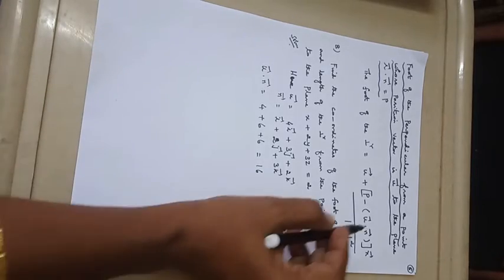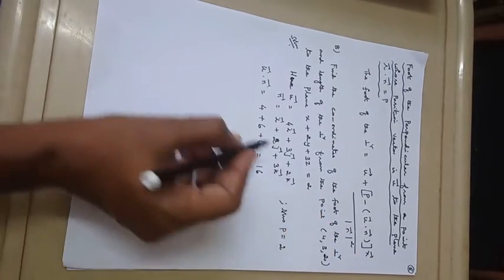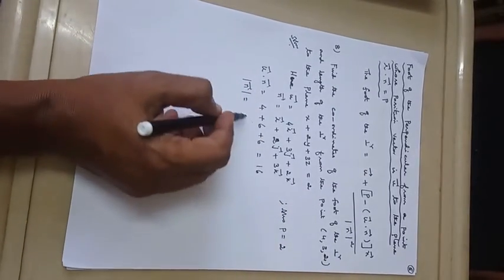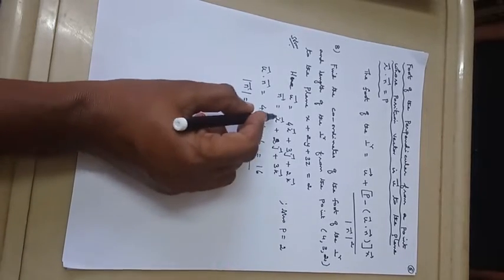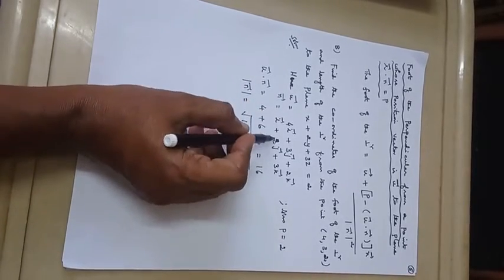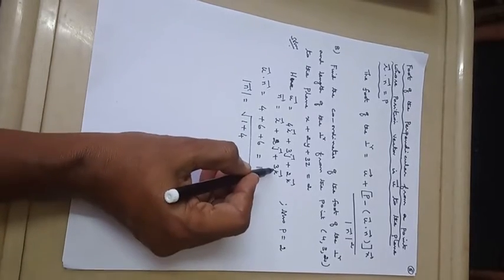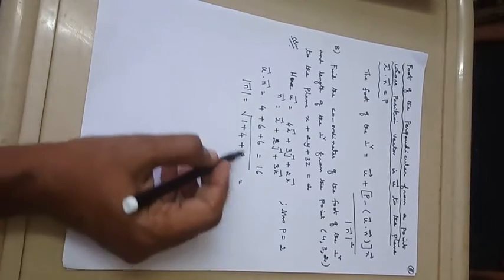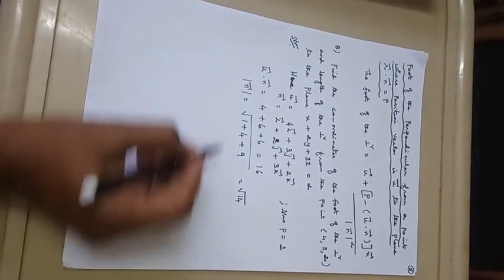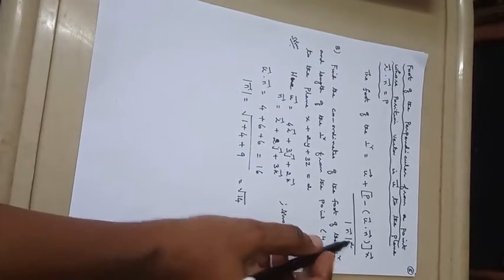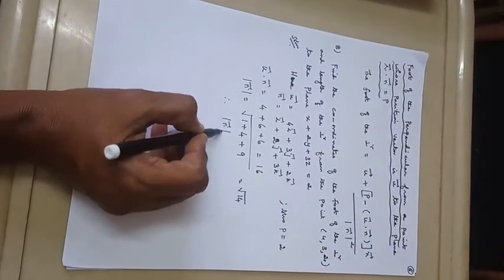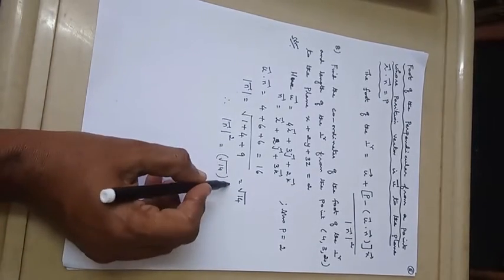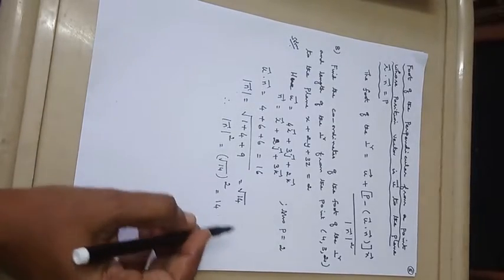Then what do you need? After u dot n, you need modulus of n vector and then its square. So the modulus of this vector is root of i coefficient square, which is 1 square, plus j coefficient square, 2 square, which is 4, plus k coefficient square, 3 square, which is 9. So 9 plus 1, 10, plus 4, 14. So it is root 14. If modulus of n is root 14, I want n square. Therefore, modulus of n square is equal to root 14 the whole square, which is equal to 14.